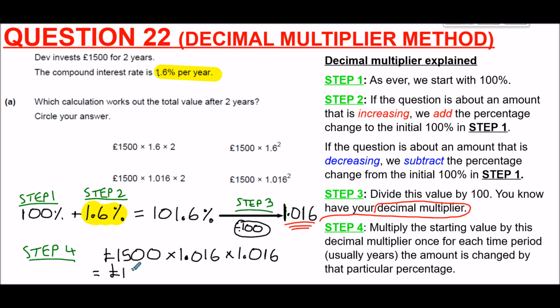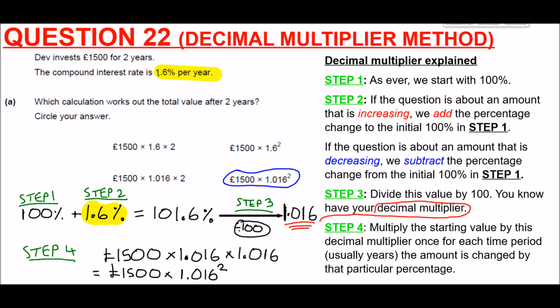That can be simplified down further because the interest rate doesn't change. Because we're multiplying by 1.016, then multiplying by 1.016 again for a second time, we can say we're multiplying by 1.016 squared, 1 power for each year. And so for that reason, without even having to calculate it, using the percentage decimal multiplier method, the one we'd have to circle would be this one, the bottom right in this case.